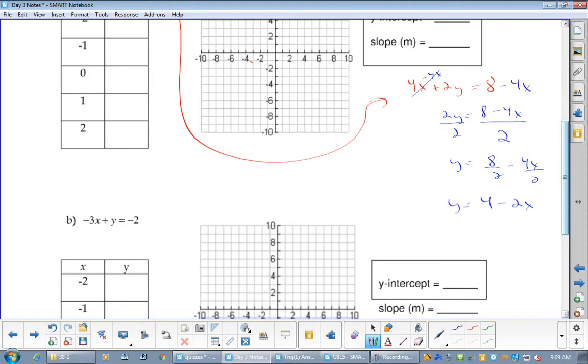Now really, that's not totally in the form y equals mx plus b. I can move it around. So it would be y equals negative 2x plus 4.